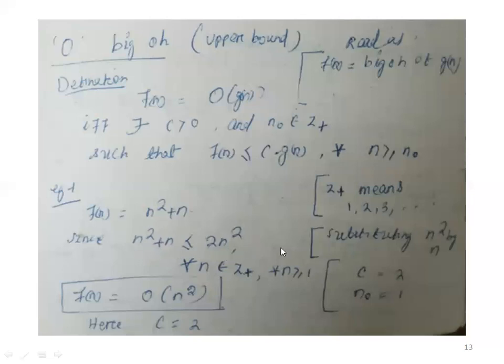So we can say that f(n) = O(n²), and here c is 2 and n0 is 1, because you take any value starting from 1, this inequality will be satisfied. So we can write f(n) = O(n²), where g(n) is n² and c is 2. So this is the example of big O notation.